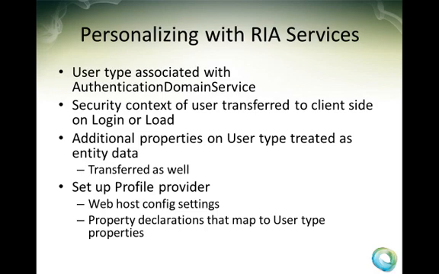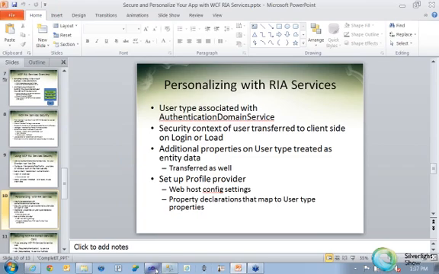This is also incredibly easy to do here with the RIA Services infrastructure and the profile provider. It's kind of a third sibling of the membership and role providers. And you just set this up in your web config settings. You define properties on that user type that's associated with your authentication domain service, and it just works from there. And yet you do have to set those properties on the client side if the user can customize them and save the changes. So let's look at that code in the demo.